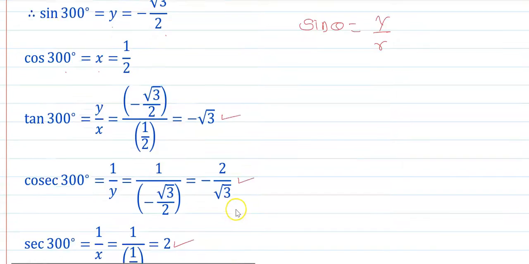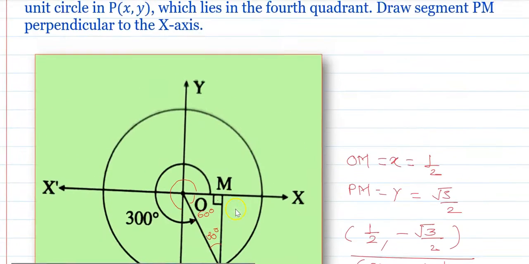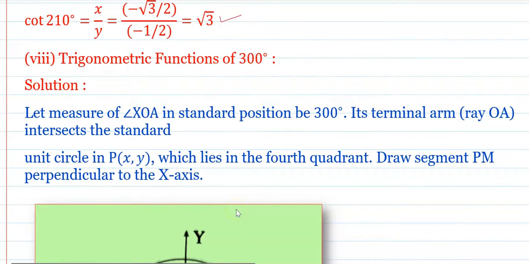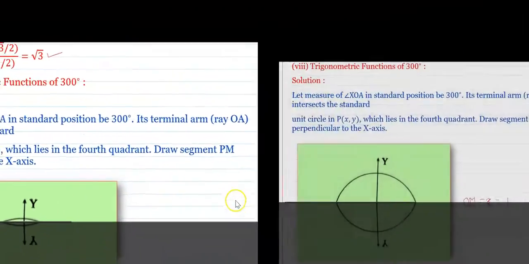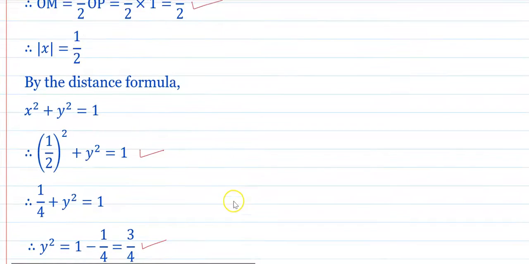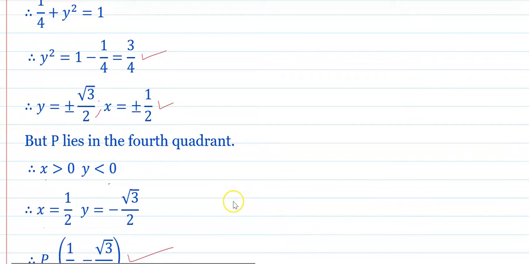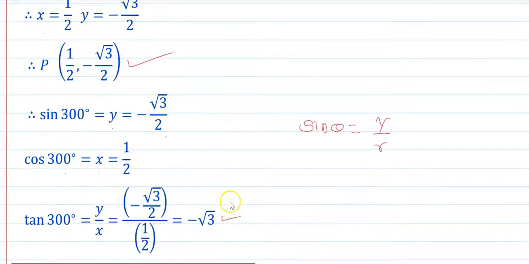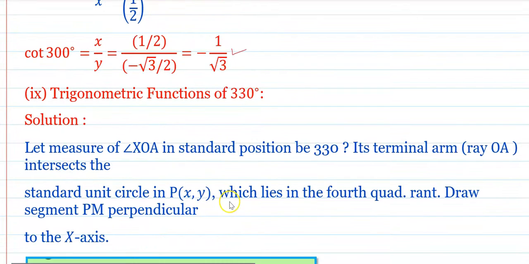Okay, this way you can see it for every problem; the dialogues are similar. But once you get the values of x and y, you can get all the values of the trigonometric functions for that particular angle. Okay, now the next.